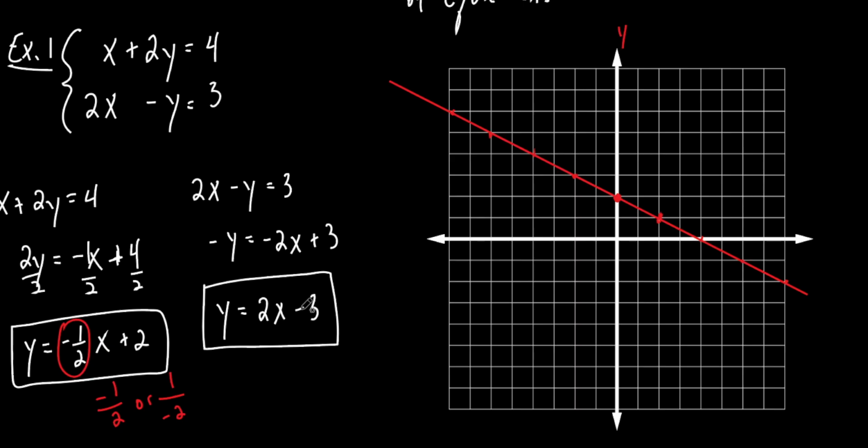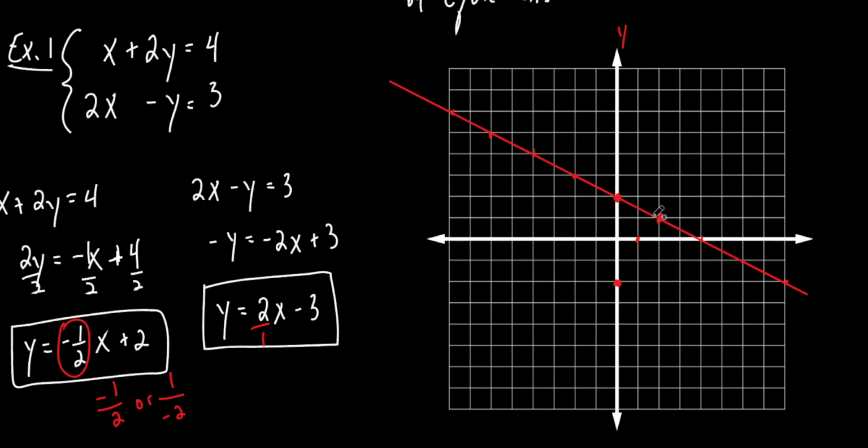Y equals 2x minus 3. The y-intercept is negative 3. So I go down 1, 2, 3. And the slope is 2, or 2 over what? 1. So I rise 2, run 1. So from the y-intercept, I rise 2, 1, 2. I run positive 1 to the right. There we go. You can do it a couple more times.